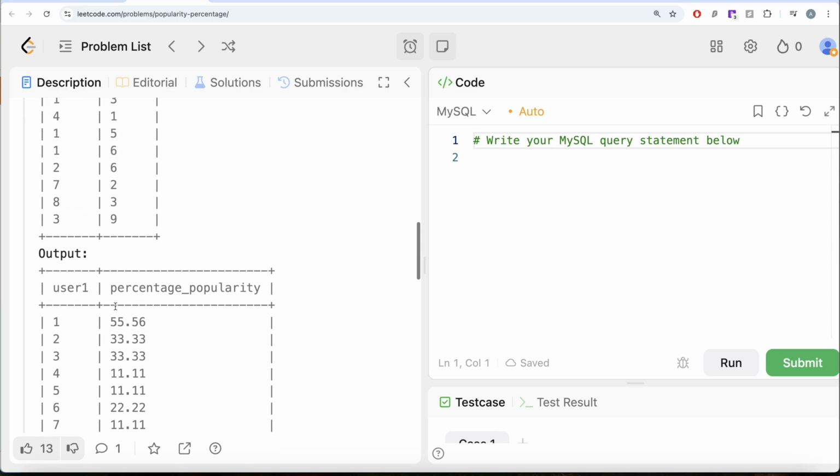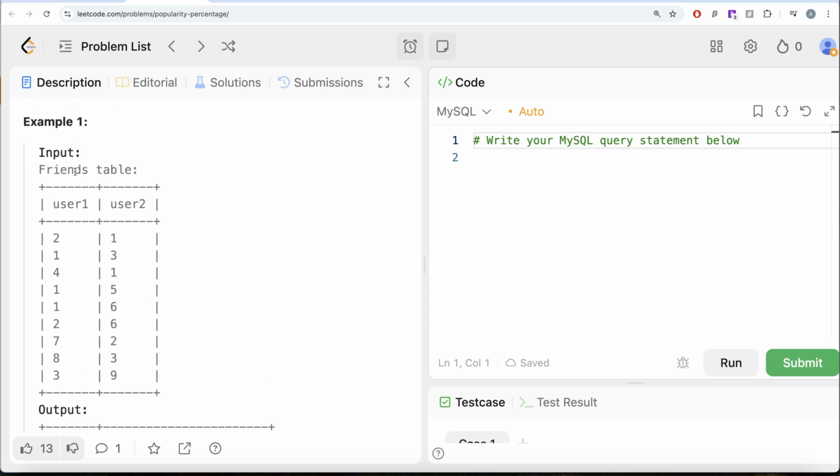So to solve this question, what we need to do is, from this friends table, we have the user 1 ID and user 2 ID in this combination, and then we can also union the user 2 ID and user 1 ID, basically reverse them, because if 2 is a friend of 1, 1 is also a friend of 2. While calculating popularity percentage of 2 or 1, we need to keep that in mind. That is why we need to do this.